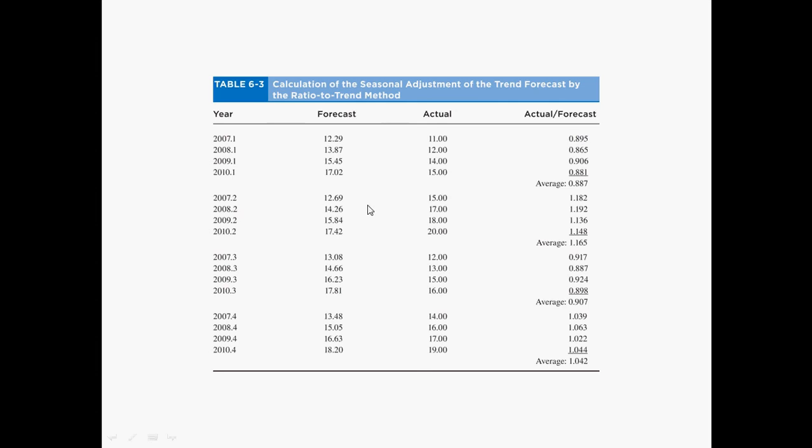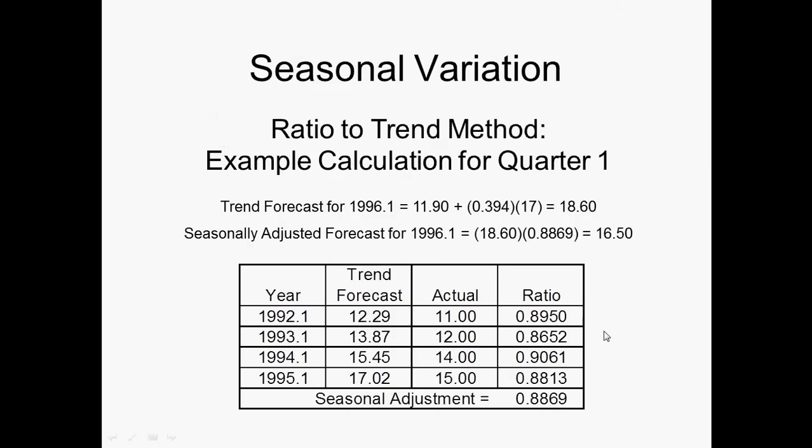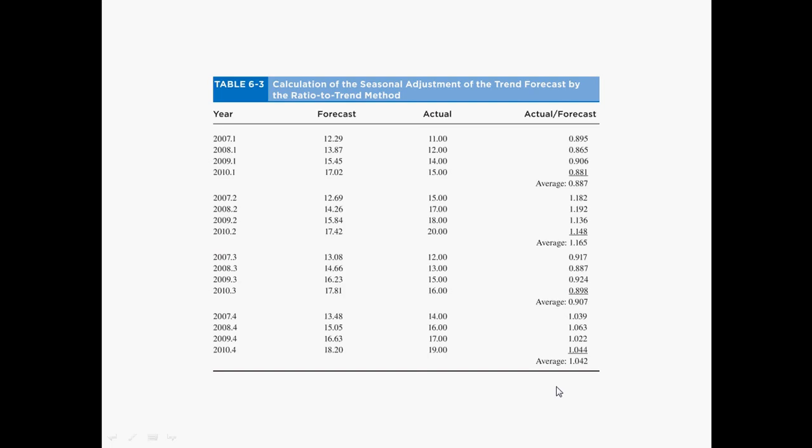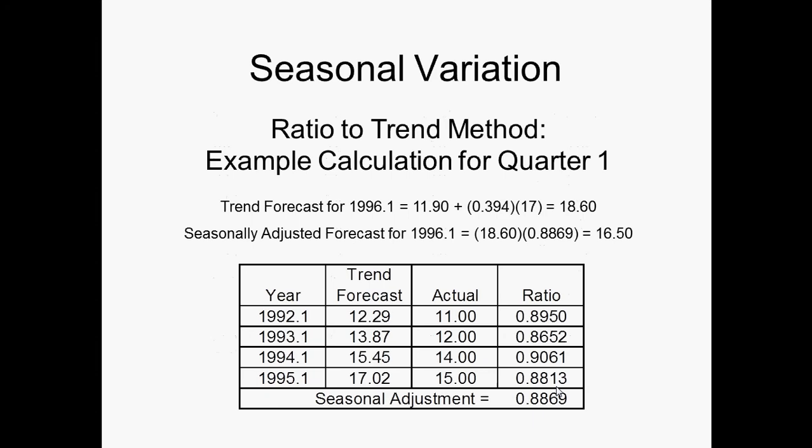And we do the same thing for the others. Calculate the forecast trend, calculate the ratio of the actual to the forecast, and so on for the third and fourth quarters. Okay. Now, if we average, 0.887, this actually just sort of expands on the same thing. So you say trend forecast for 1996. So now we're actually projecting much further back.